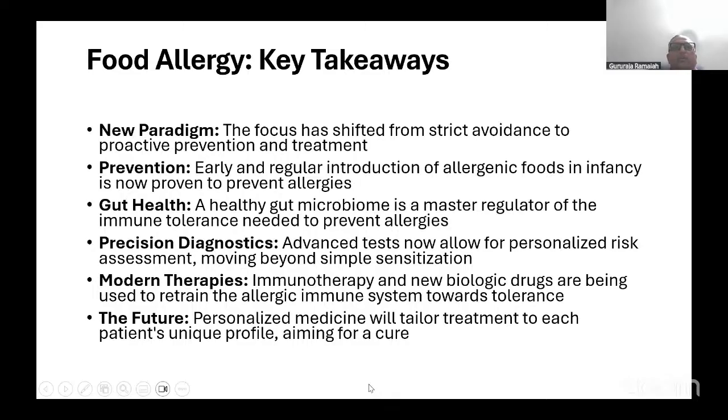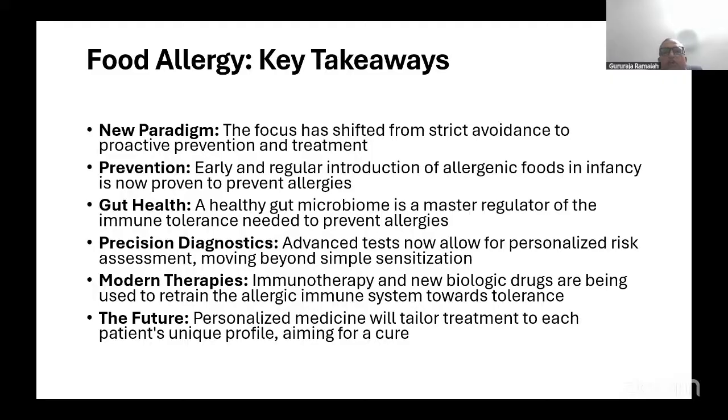So coming to the takeaway messages. This is a new paradigm. The focus has shifted from strict avoidance to proactive prevention and treatment. Prevention: early and regular introduction of allergenic foods in infancy is now proven to prevent allergies. Gut health: a healthy gut microbiome is a master regulator of immune tolerance and needed to prevent allergies.